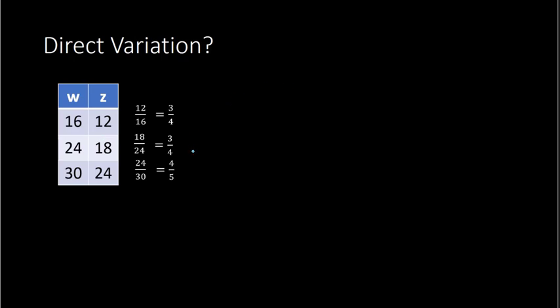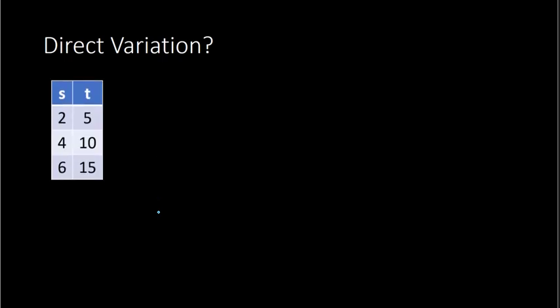So because not all of these are the same, we have 3/4, 3/4, and 4/5. Because 4/5 is not the same as the other two, this would not be a direct variation. They all need to be the same number, same pattern, in order for this to be a direct variation.